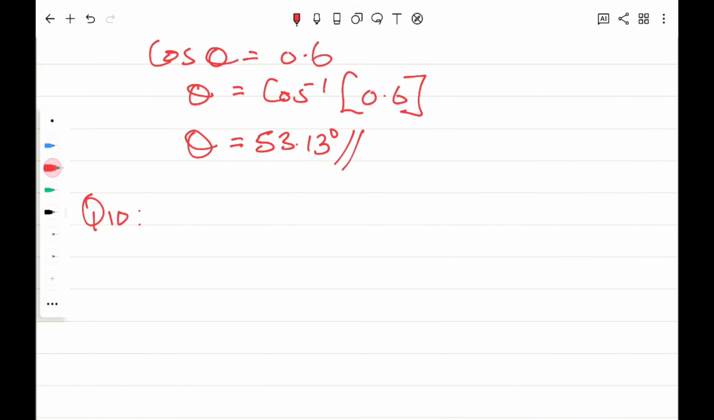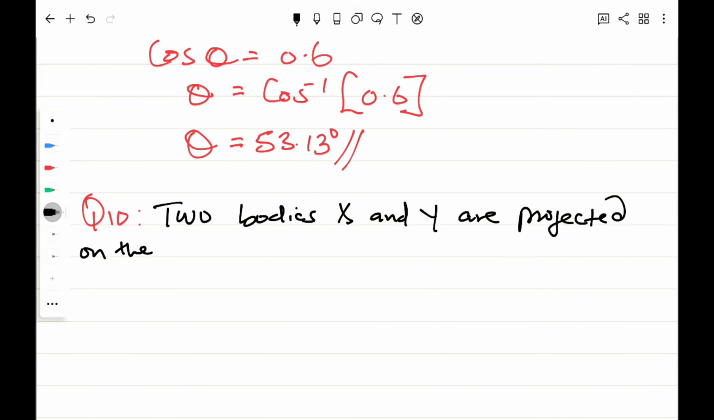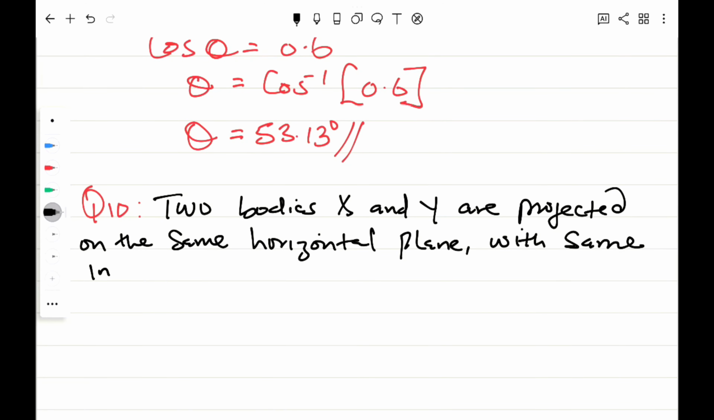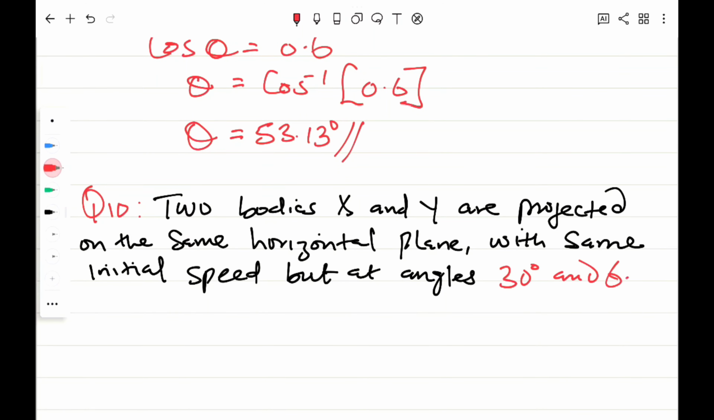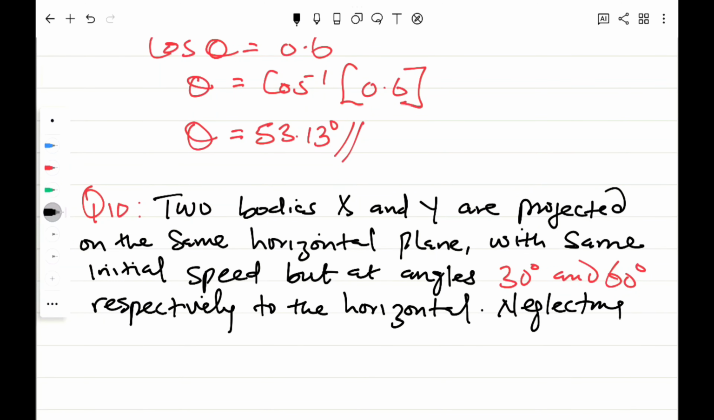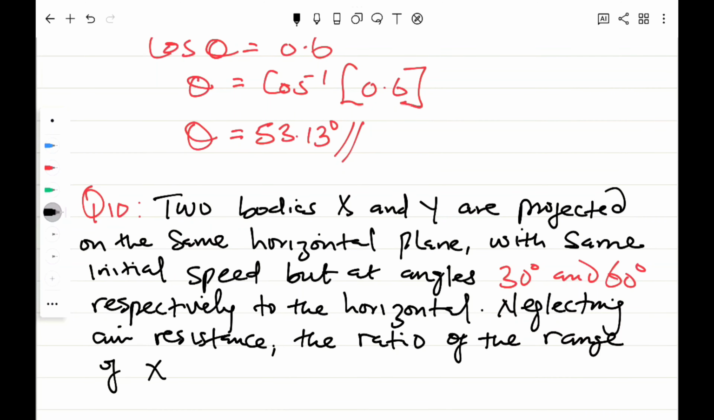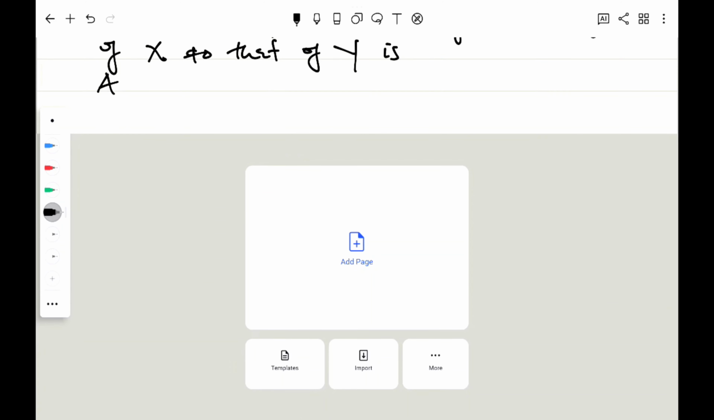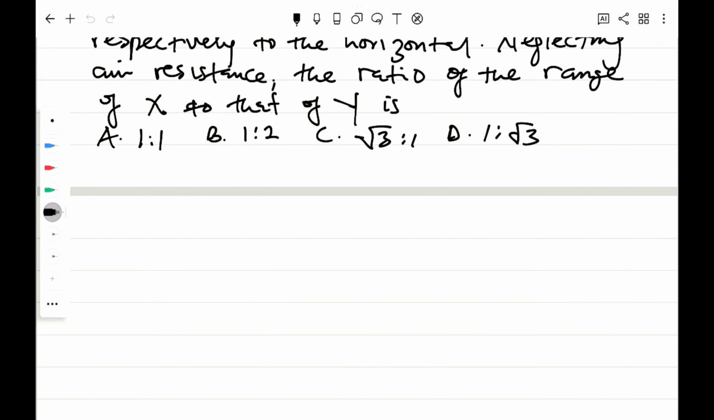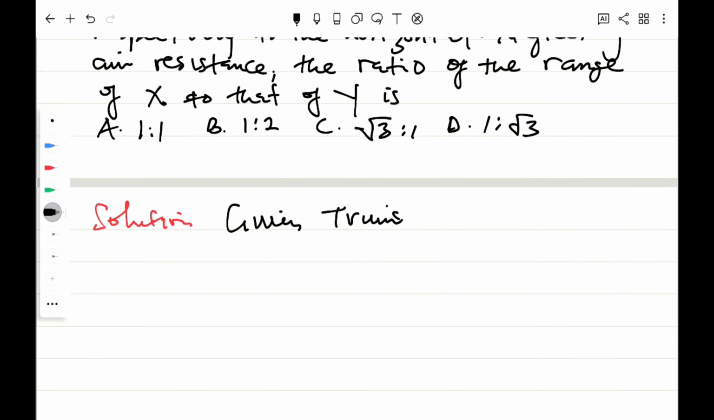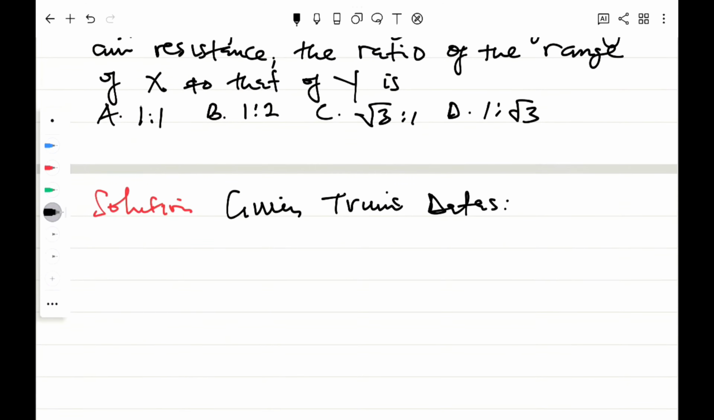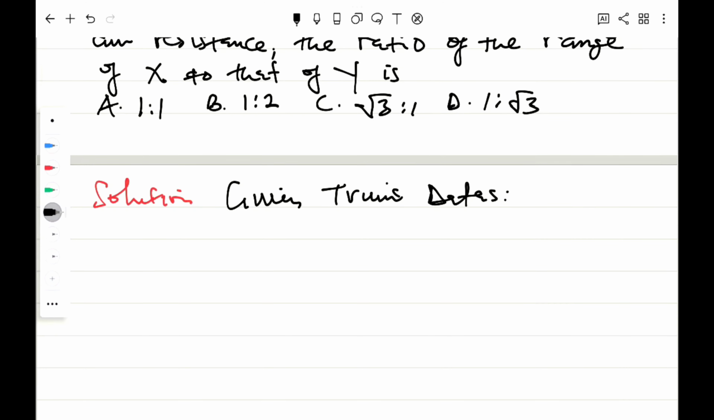So question 10 now. Question 10 goes: two bodies X and Y are projected on the same horizontal plane with the same initial speed but at angles 30 degrees and 60 degrees respectively to the horizontal. The question is asking us, neglecting air resistance, the ratio of the range of X to that of Y is given to be unknown.